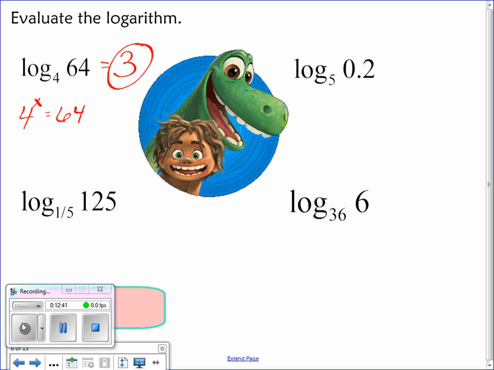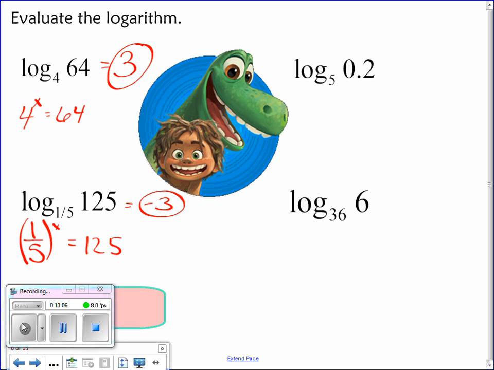All right, this one again is saying 1/5 to what power equals 125? It is negative 3. Again, how do you get the 5 to not be in the bottom of the fraction? It has to be a negative exponent to move it. And then 5 to what power equals 125? 3. So it'd be negative 3.